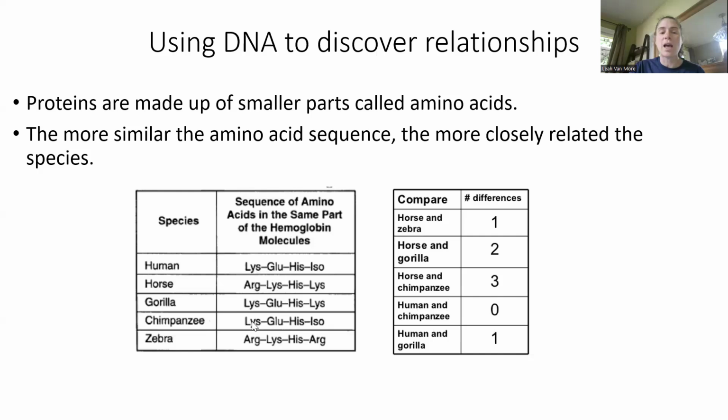But then if we look at human and gorilla, or we can look at gorilla and chimpanzee because they're exactly the same, we notice they both go lys, glu, his. But then the chimpanzee and human are iso and the gorilla is lys. Okay, so we say there's 1 difference, right? And if we keep going, chimpanzee and horse have 3 differences, horse and gorilla have 2. So we can look and compare these differences and say, so the human and chimpanzee have to be most closely related. The horse and chimpanzee, or horse and human, have to be least closely related, and everything else falls in between.